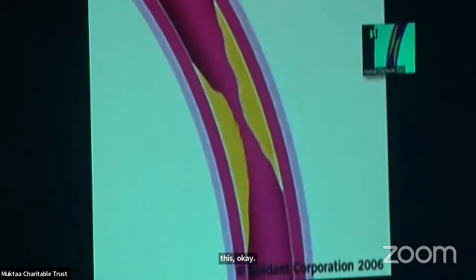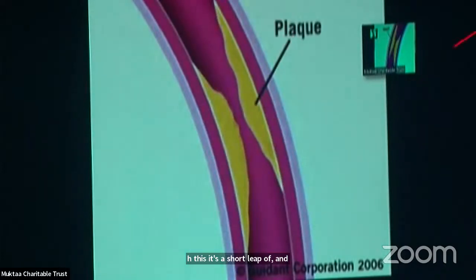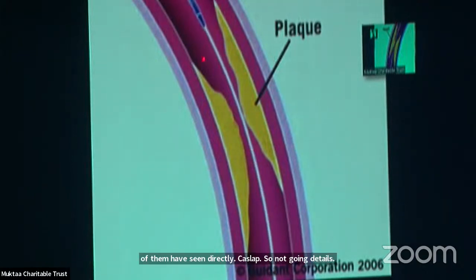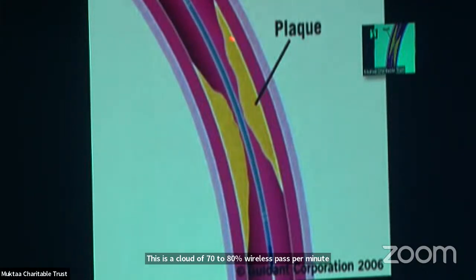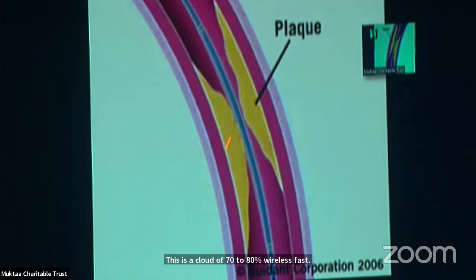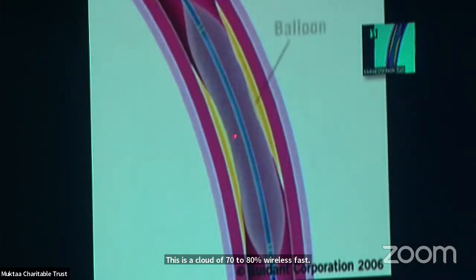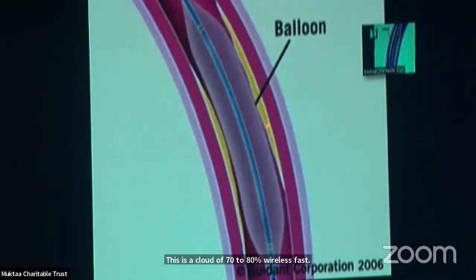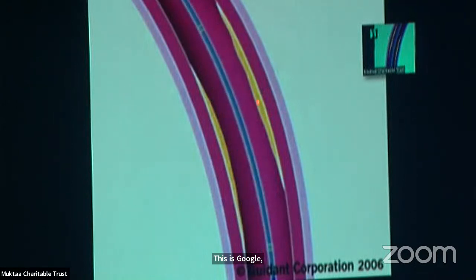This is a short clip of angioplasty. Most of them are seen directly in the cath lab, so I am not going into details. There is a plaque of 70 to 80%. A wire is passed, a coronary wire is passed. This is the balloon. With the help of the balloon, we inflate. We make a passage for the stent.